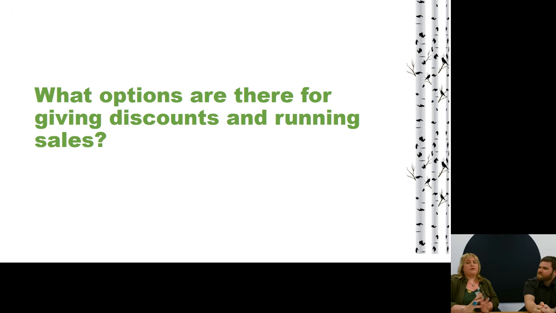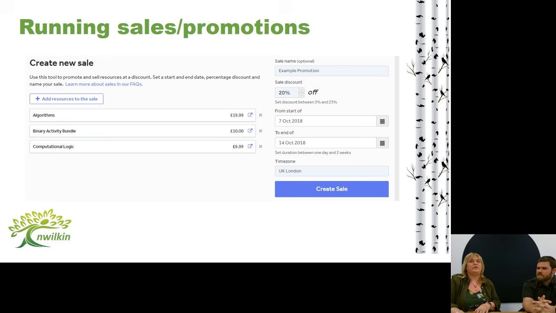You can give your own discount in sales, and they're called promotions in Tes. So you would choose promotions from the side, and then it says create new sale. You would add your resources by just ticking them, so you could do all of your resources on sale, or you could just choose a few. So if you're running a new range, you might want to just hook people in. Then you give it a sale name. That doesn't get seen by the customer at all. That's only for your reference later on if you want to see how well that sale's done.